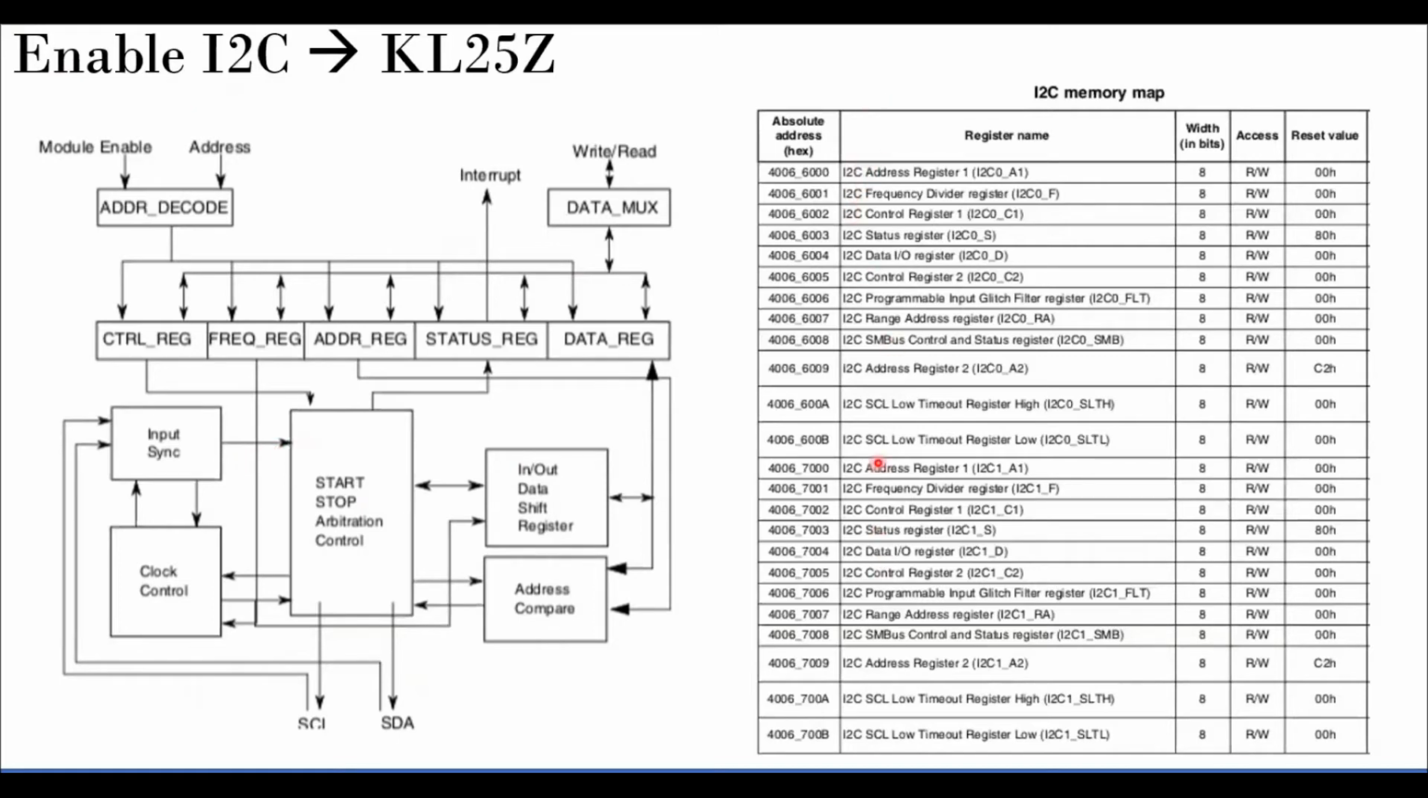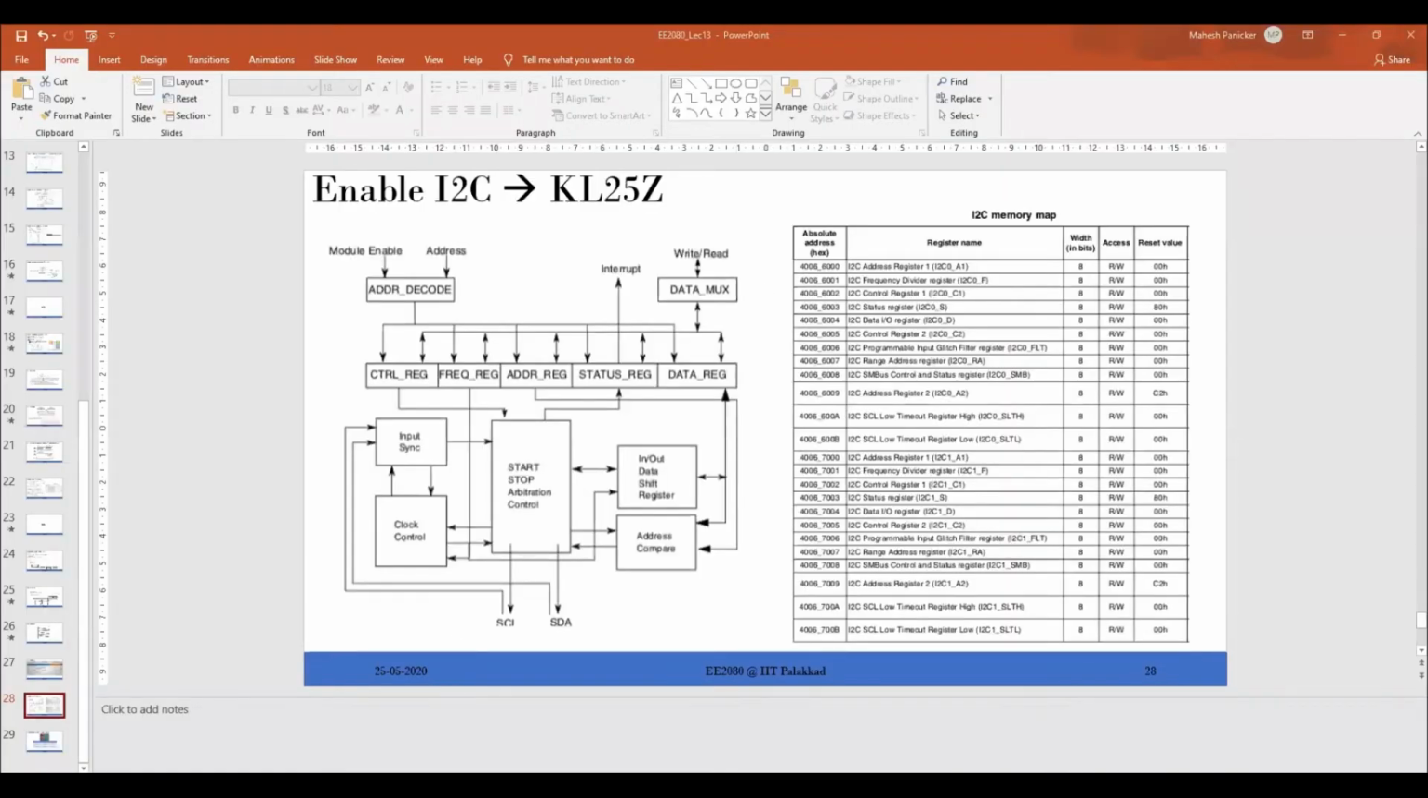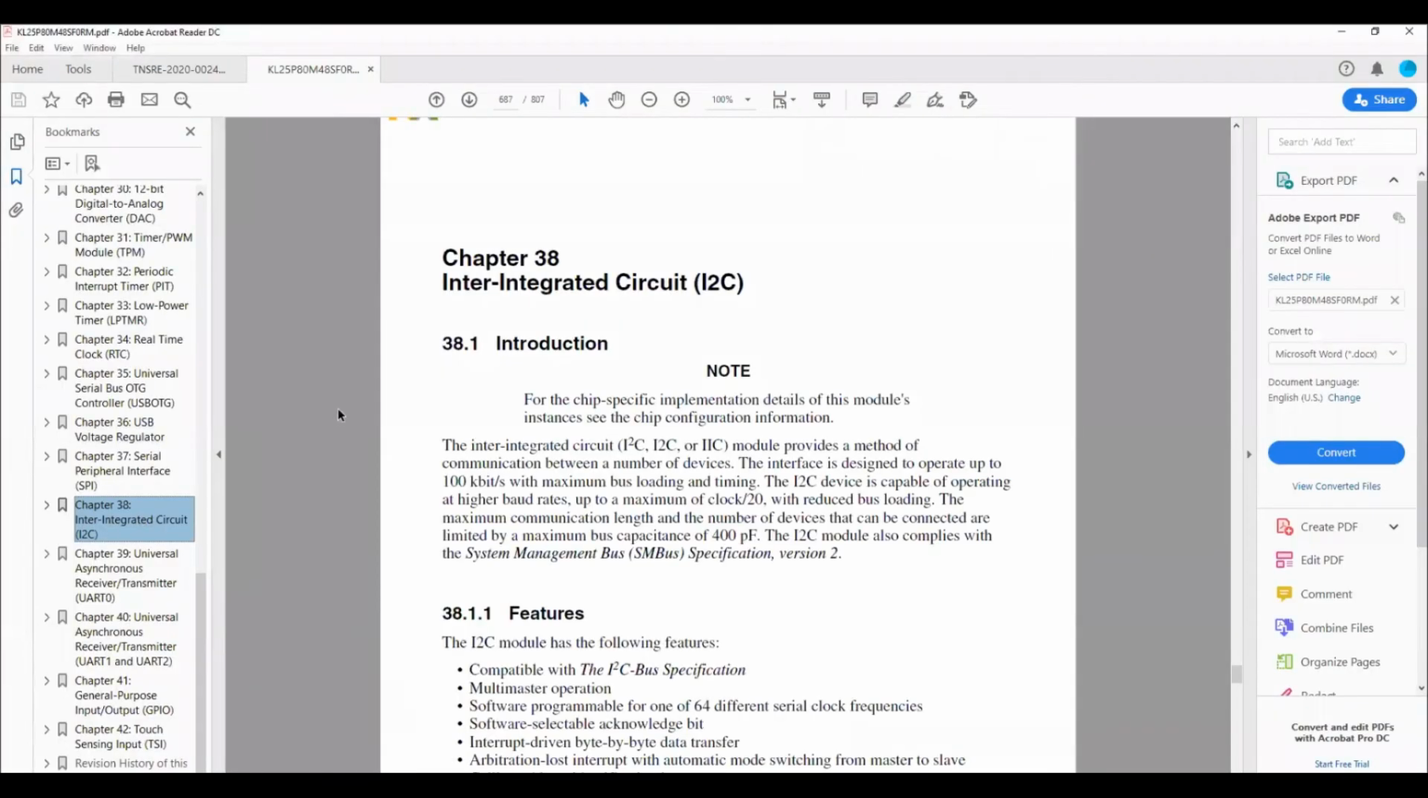And two I2C devices are there in our freedom mode: I2C0 and I2C1. In fact, I2C0 is connected to the accelerometer in our case. Okay, so now let me quickly go to the manual so that you are well trained in that.